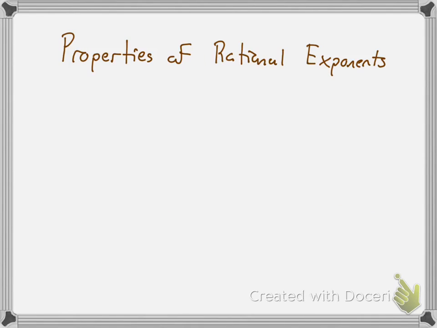So the last thing we'll talk about in this video is properties of rational exponents. The first one we've already seen, a to the m times a to the n. When I multiply expressions together, I add their exponents. So for example, if I had x to the 2/3 power times x to the 5/3 power, I would add those fractions together, and I would be left with x to the 7/3 power.